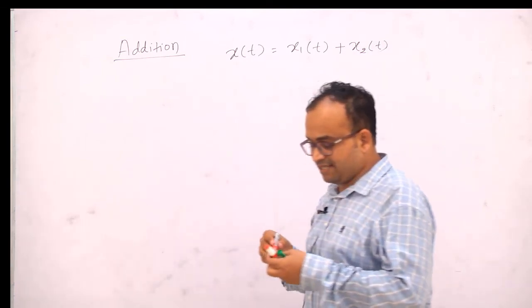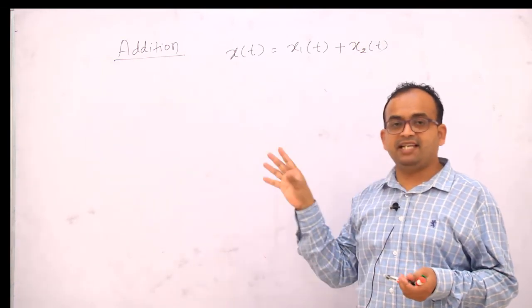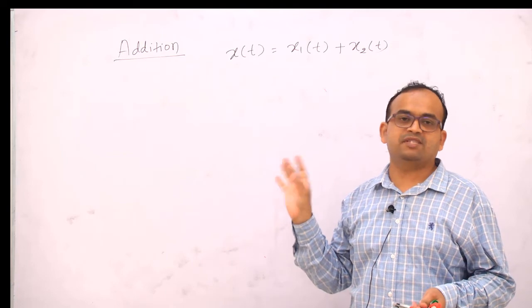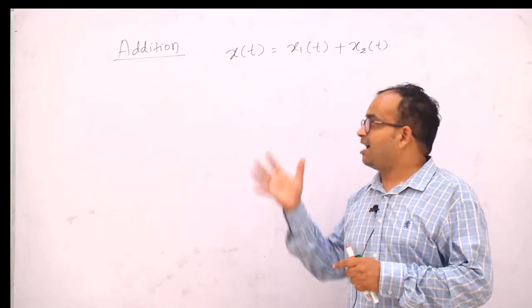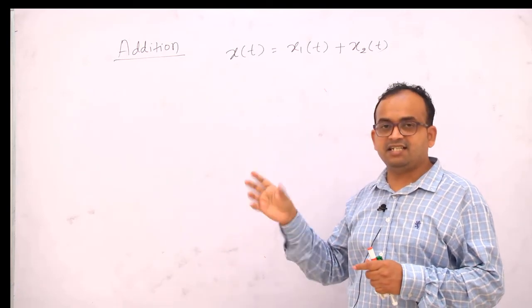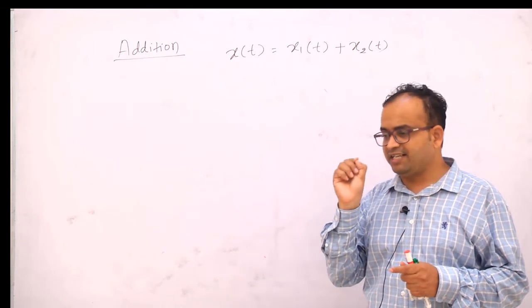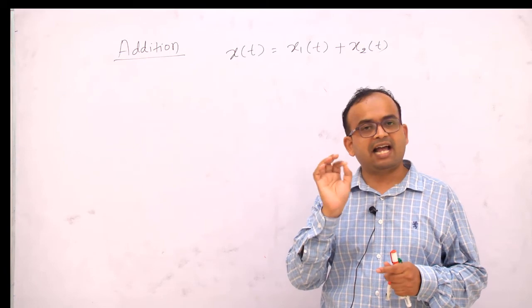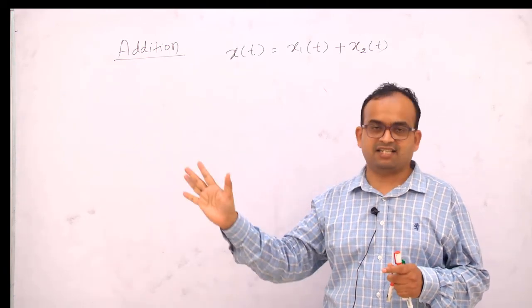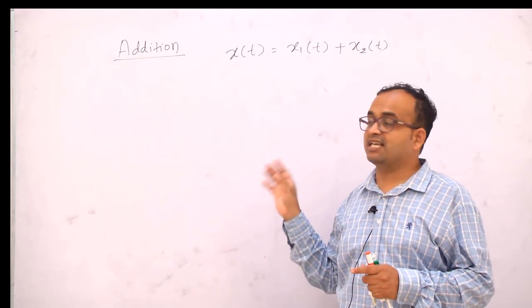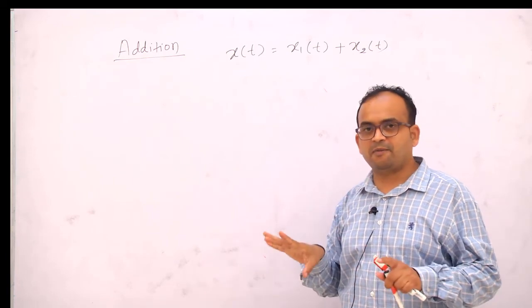Everything I am telling now is only for the continuous time signal. Discrete will be very easy. After understanding this, discrete will automatically come to our mind, and something different is there only in the scaling operations. I will tell that at the end of all the operations. But up to this there is no problem. What is the addition?